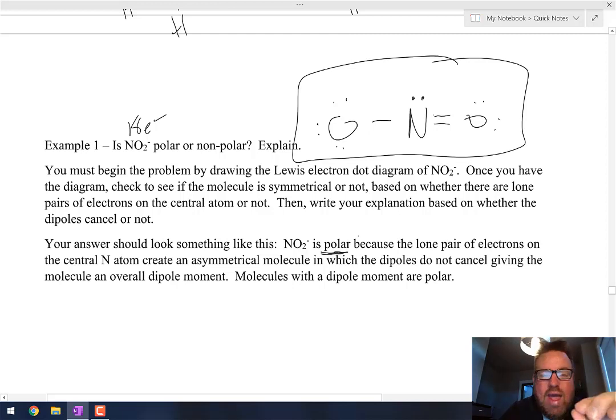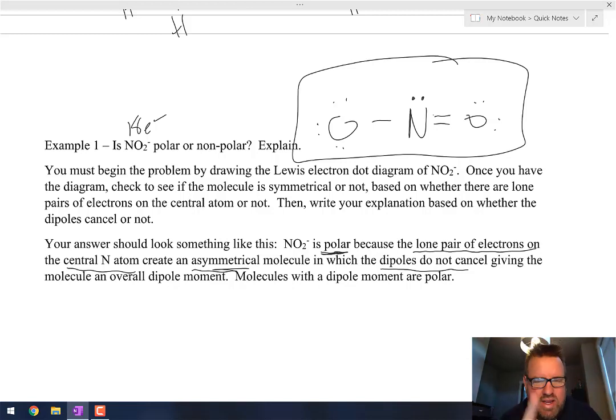Now why? And I'm going to underline the things that I'm going to be looking for in answers. Because the lone pair of electrons on the central atom makes the molecule asymmetrical. So the dipoles do not cancel out. Because even though I drew that linear, it's not linear. Remember that. And that's all I'm really looking for. It's asymmetrical. The lone pair makes it asymmetrical. If it's asymmetrical, that means the dipoles don't cancel, and therefore it's polar.